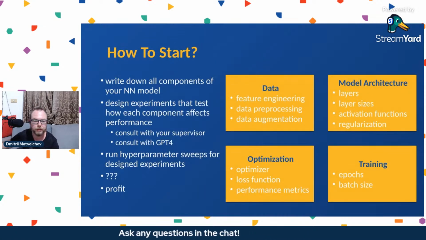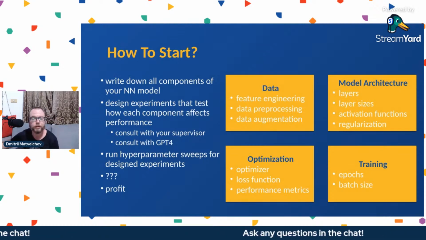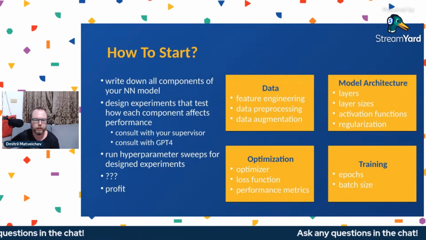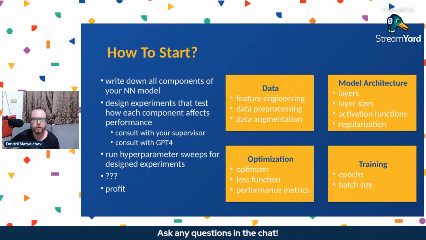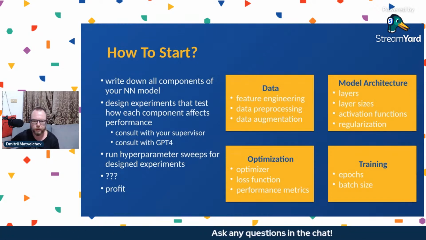Okay, so all this looks very complicated, and it's very hard to understand how to start, especially if you are only starting in neural networks. So the good strategy to start will be, again, to write down all components of your neural network model and training pipeline, such as I did on the earlier slides. So there are 4 main components, or maybe in your case will be 5 or 6.